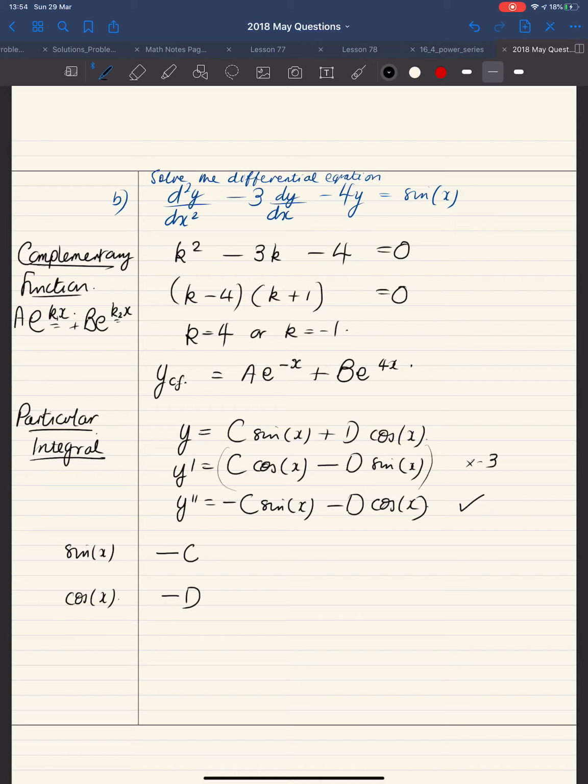And then for y dashed, we want minus 3 y dashes. So we've got minus 3c in the cos x, plus 3d for the sine x. And then for the y's, we need minus 4 of them, so we'll multiply that by minus 4. So we've got minus 4c in the sines, minus 4d in the cosines. So I've done that one, I've done that one. And then I want sine x, so they've got to be equal to 1. And the cosines have got to be equal to 0.